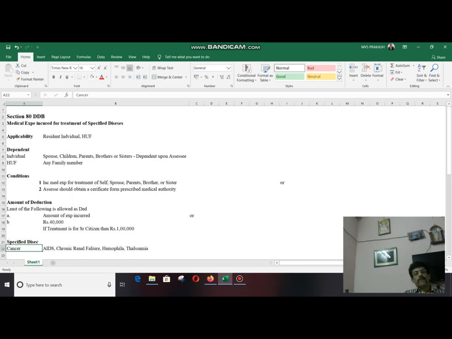Now, one interesting situation may happen. The SSC may also have some sort of insurance. Whenever any treatment happens, he may be getting some sort of money from the insurance company. Then automatically, as the amount of expenditure you are incurring and you are getting some money from the insurance company, ultimately the amount of deduction should be reduced by the amount of insurance compensation which you are receiving.